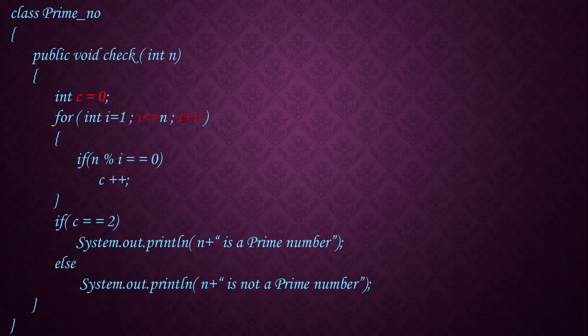So let us see the dry run. Suppose we have taken the value of n as 5. My c is initialized with 0 and my for loop begins with 1. Now if I divide the number 5 by 1, what will my remainder be? 0. So hence I am getting a factor, and my factor count c is increased.